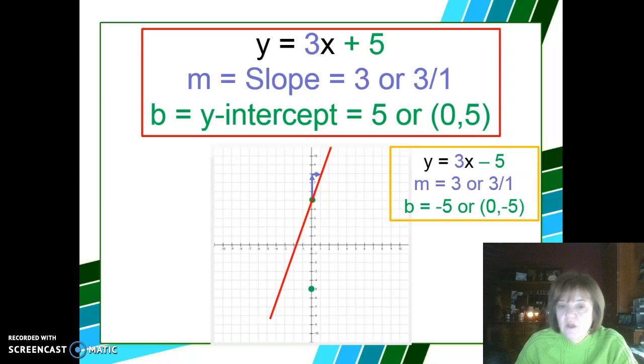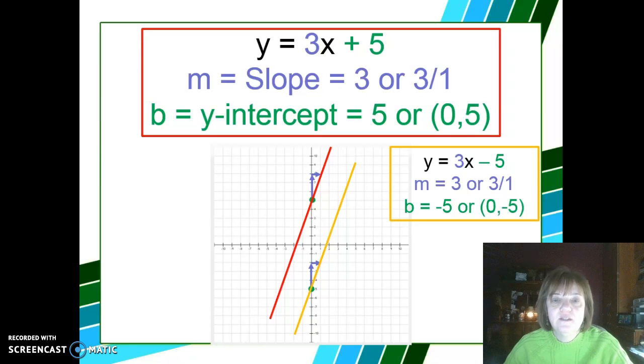Did you think about it? Okay. So hopefully what you thought about is, well, the slope is the same, but it's crossing in a different place. It makes sense, doesn't it, that they would be parallel. They're never going to intersect. Never, never, never. They have lots in common, but they're never going to meet. Isn't that sad? Oh, poor lines.